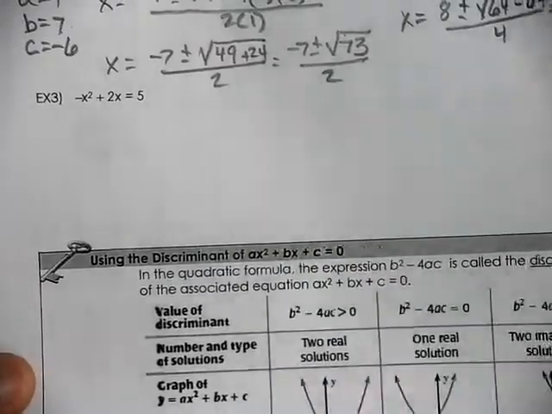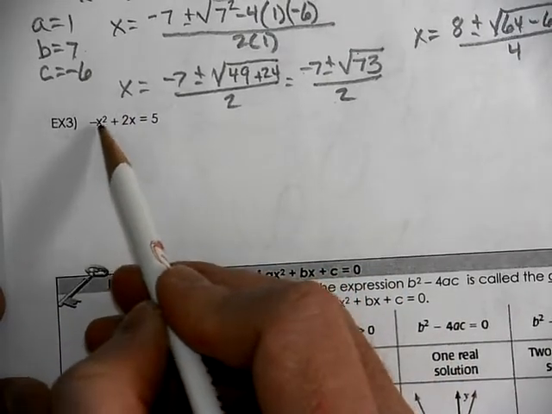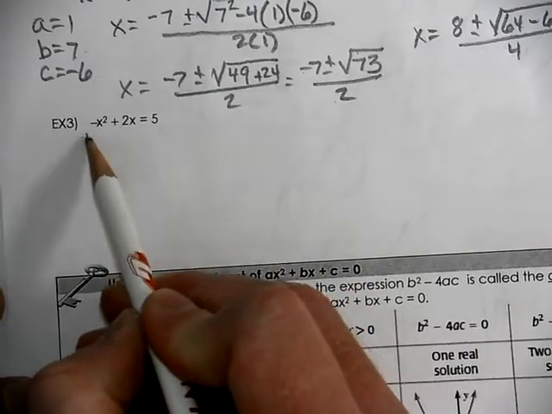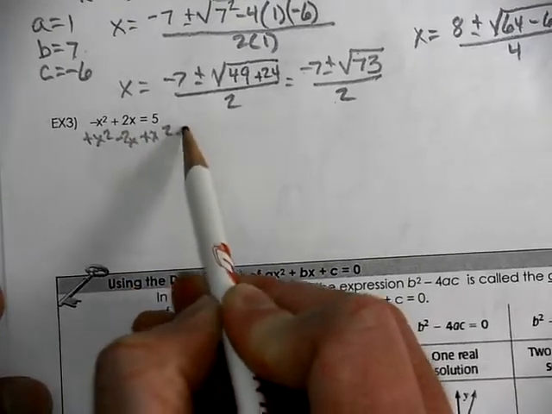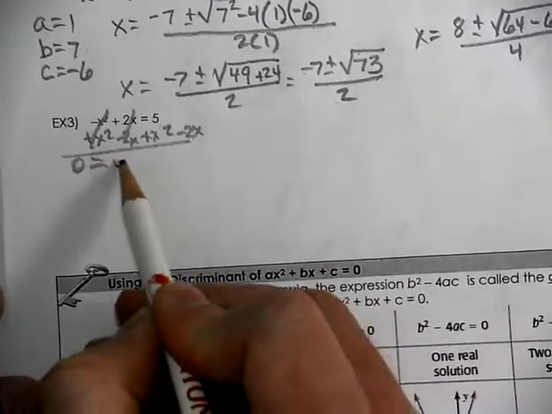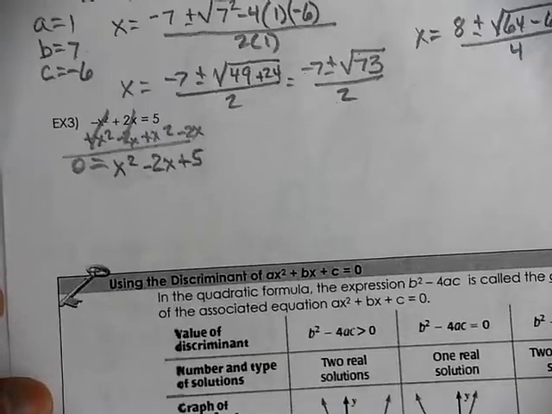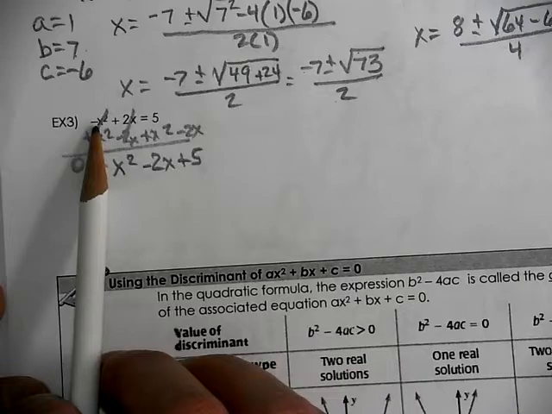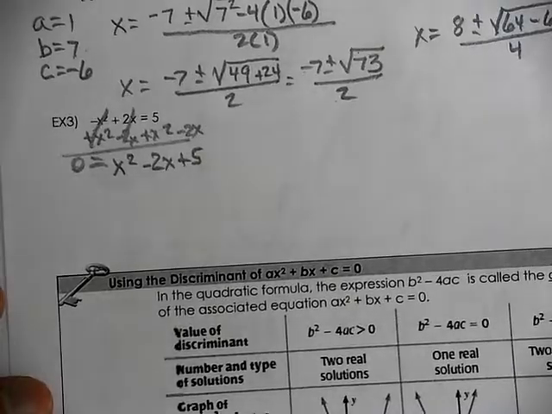Moving on to our third example, you have some choices here. I typically don't like to have the A value be negative. So if I have my option, I'm going to add x squared to both sides, and I'm going to subtract the 2x to both sides. These are going to cross off and be 0, and I'm going to have a positive x squared, a negative 2x, and a positive 5. It's okay if you would use it as negative x squared, positive 2x, and subtract the 5. You'll get the same answer. Doesn't matter.